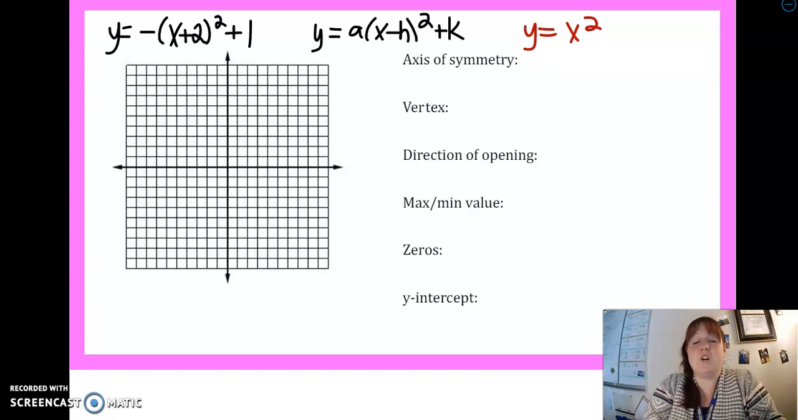We're graphing functions from vertex form today. So remember that vertex form is just a transformation of the original parent function, which is y equals x squared. And all of these things do something different.